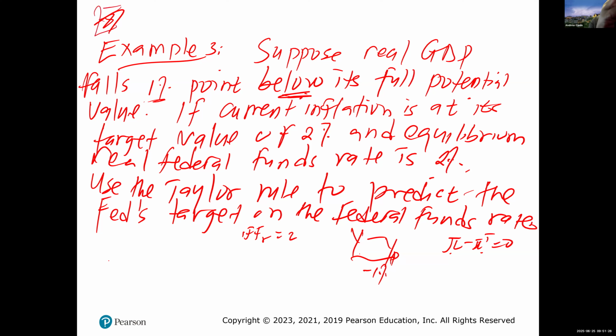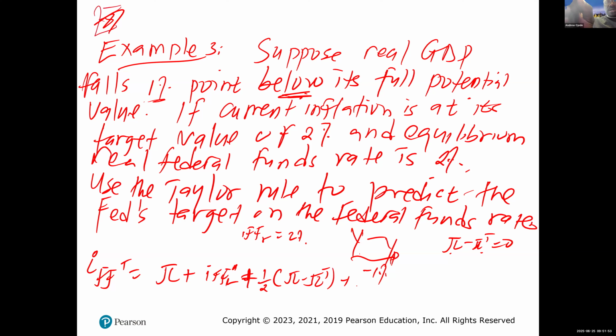Okay, so that means we're going to calculate the target on the federal funds rate according to Taylor. The formula is the same. You take actual inflation plus the equilibrium real federal funds rate, plus 1/2 times the inflation gap, which is pi minus pi t, plus 1/2 times the output gap, y minus yp.